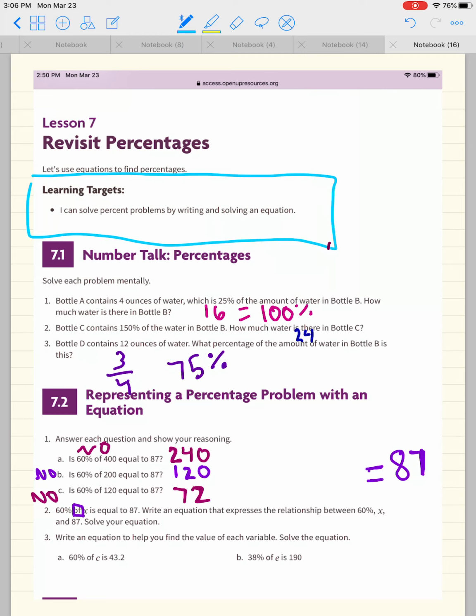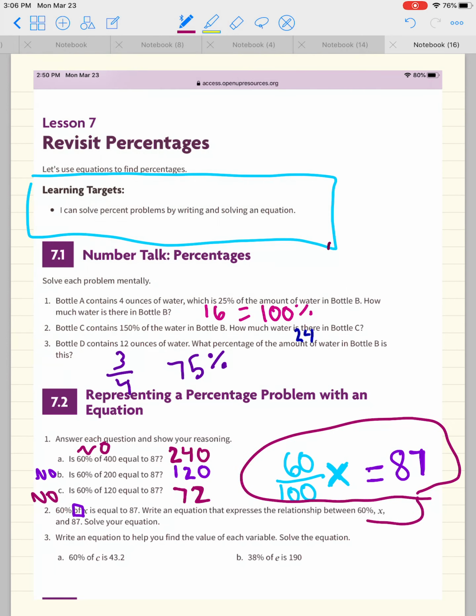60% of x. Of means to multiply. So we know that we're multiplying 60% times x. And I'm going to represent 60% as 60 over 100 because that is what a percent is. And I'm going to put an x next to it to represent multiplication. So the equation that I made for number 2 is 60 over 100 times x equals 87.